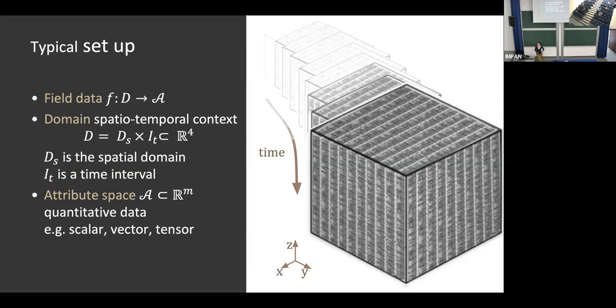So what is a typical setup? In my case, we are mostly dealing with data that we call field data. So this is data given over a continuous domain. Generally, this is a really very simple three-dimensional volume plus some time. When we are talking about attribute space, this can be scalar fields, vector fields, tensor fields, or a combination of all these different data. So today I will focus mostly on scalar data in our analysis.